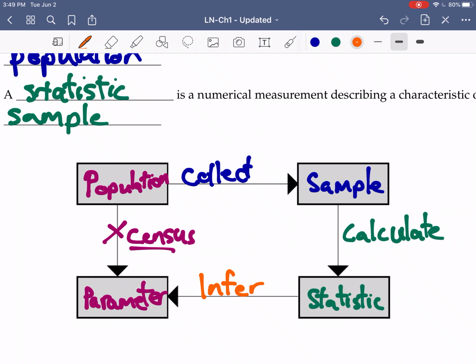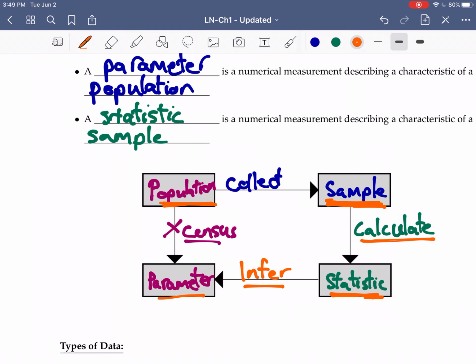And so the structure of this set of videos is going to be: we will spend some time talking about how we collect a sample. So how do we go about getting that sample? Then we'll talk about how we calculate some of these statistics. And then towards the end, we will say, how do we use these statistics? These statistics are just describing the sample, but how do we use them to say something about the population, to infer the parameter that describes the population? Right? And so that's going to be the structure of this set of videos.